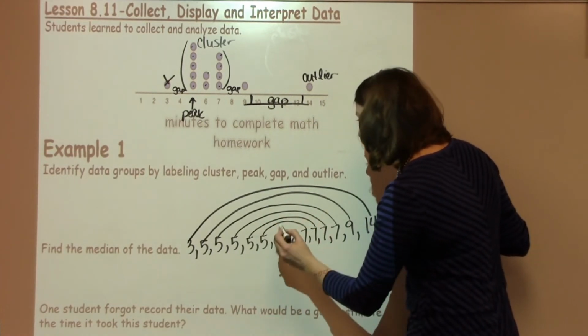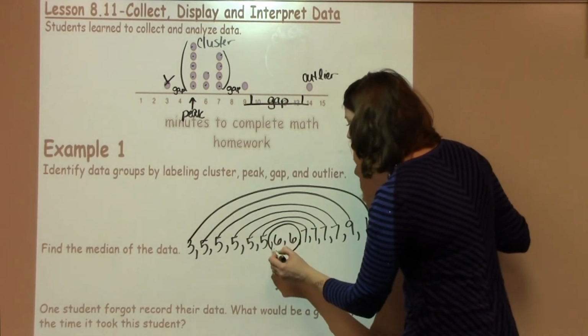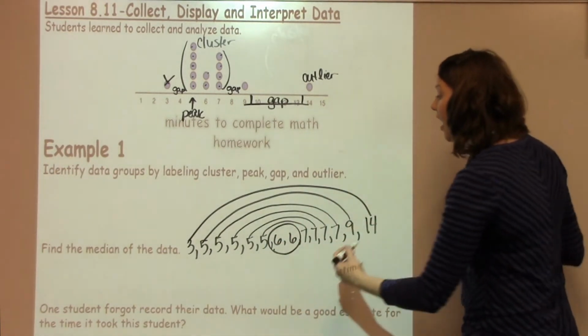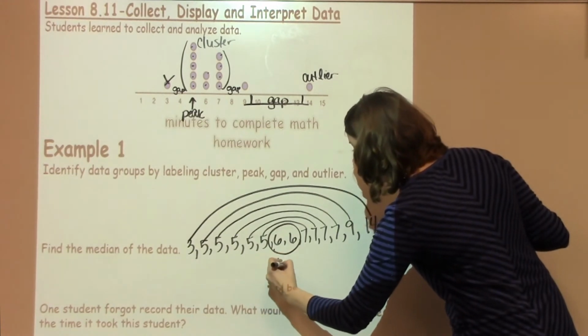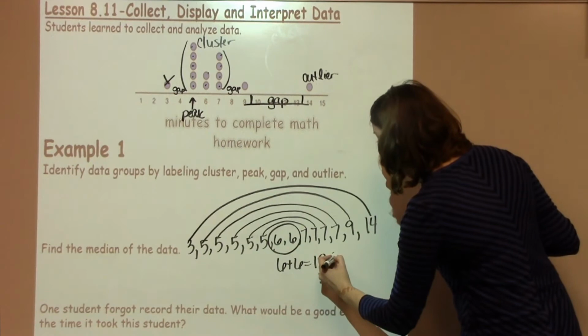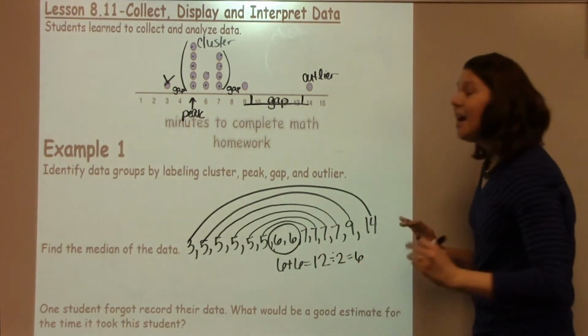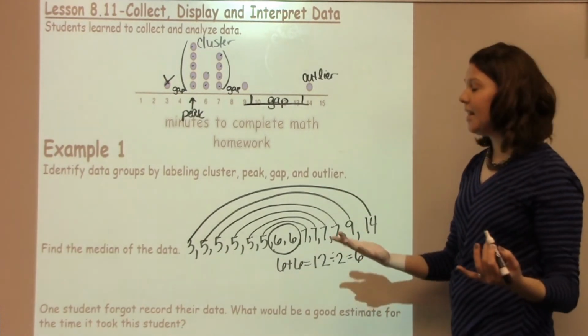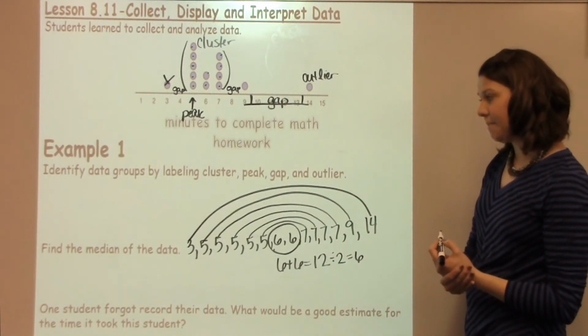5 to 7, and then I've got 2 numbers in the center, which is a 6 and a 6. So I know that when there are 2 numbers in the center, I can add them together. 6 plus 6 is 12, and I need to divide by the 2 numbers that I have, which is going to give me 6. Now some students might be able to automatically tell that with 6 and 6, the median is obviously going to be 6.